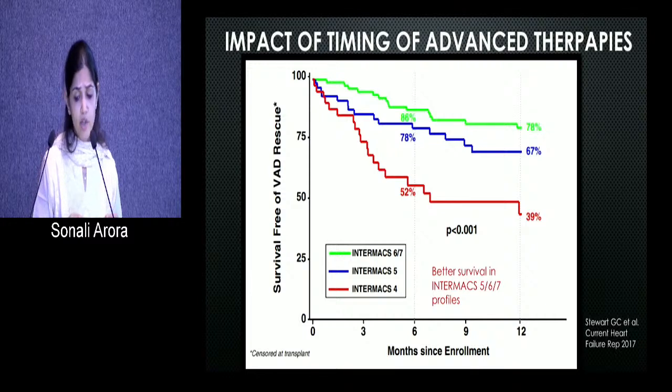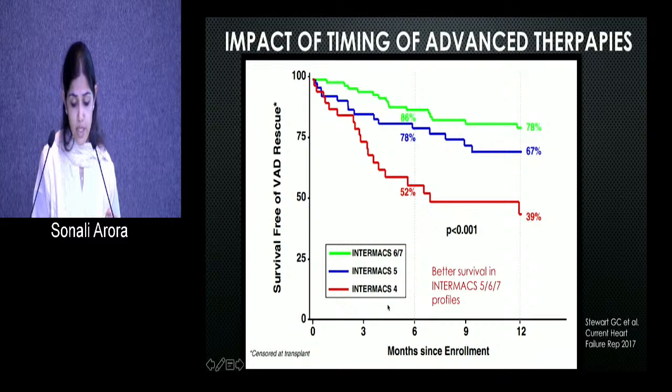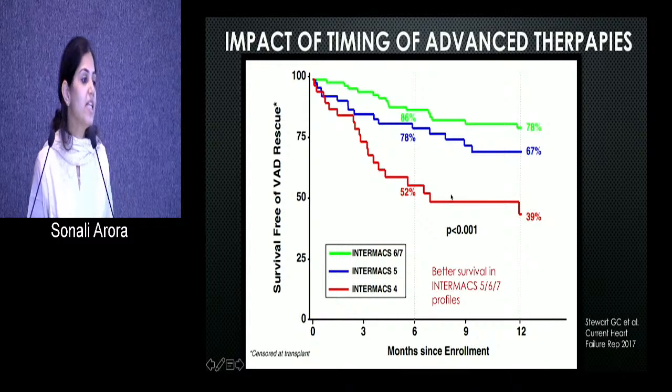So the impact of timing of advanced heart therapies, as I was talking before, is important. If you can see here, this is months since enrollment, and this is the survival, 100 being here. The red is Intermacs 4, blue is 5, and green is 6 or 7. And this is survival free of VAD rescue. And naturally, there will be better survival in Intermacs 5, 6, and 7 profiles because these patients are better.